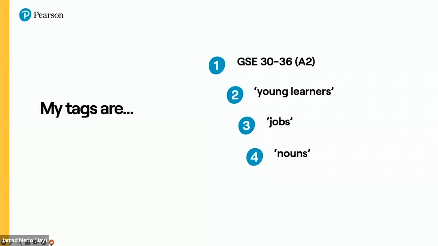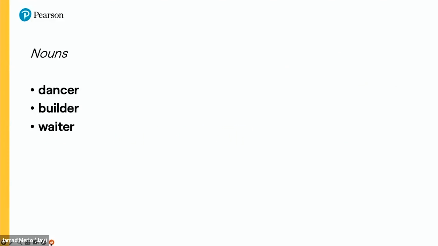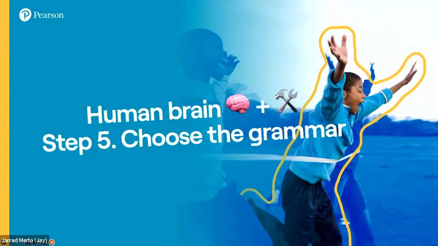So if I go back a step here, the tags for the GSE Teacher Toolkit were the level 30 to 36, A2, young learners, jobs, and nouns. So I've got my vocabulary: dancer, builder, and waiter. These are going to become the answer options that we're going to then build a transcript. We're going to generate images. We're going to build this entire test around this, okay? But we've got to push on.